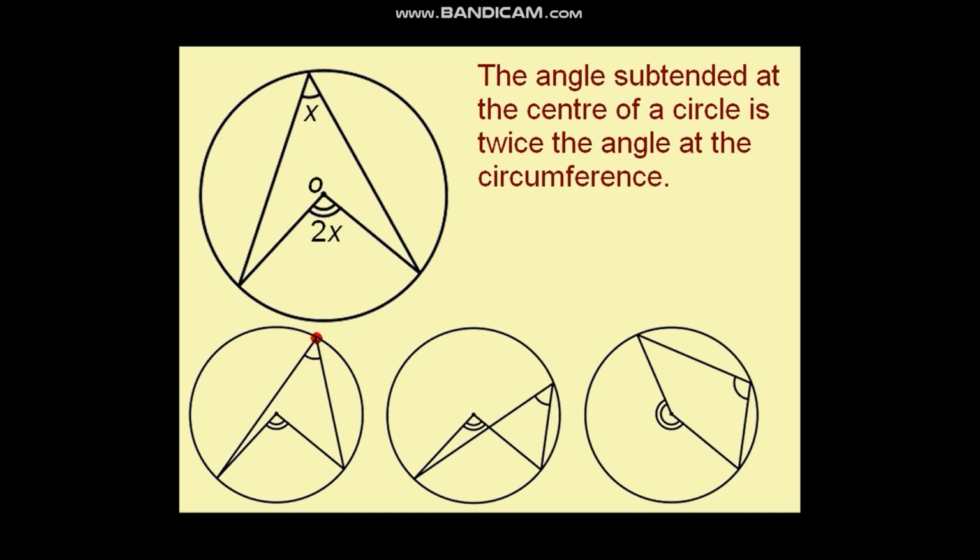If we move this point round the circle a bit, we get this picture. And this angle is still double this one. This one here is the hardest to spot. We've still got an angle at the centre here, and it's still going to be double the angle at the circumference.